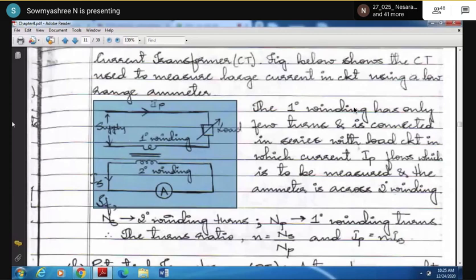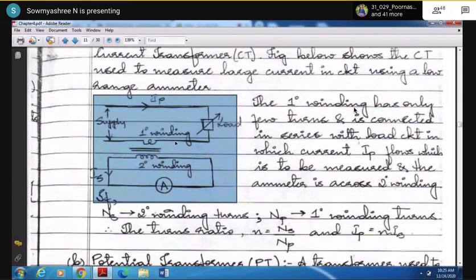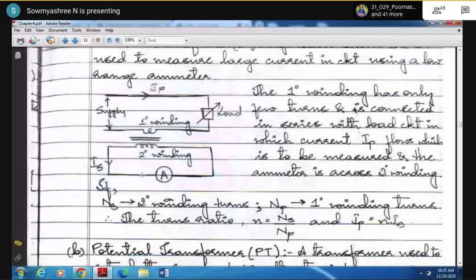This smaller range ammeter is now extended to measure the higher range of current flowing to the load circuit. Here it is being denoted: NS means secondary winding turns, and NP, which is not mentioned here, means primary winding turns, the number of turns wound on the primary and secondary windings. You have to write NP and NS in this circuit.